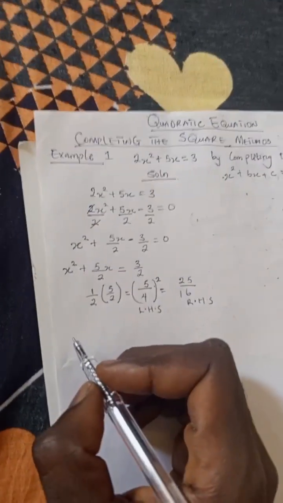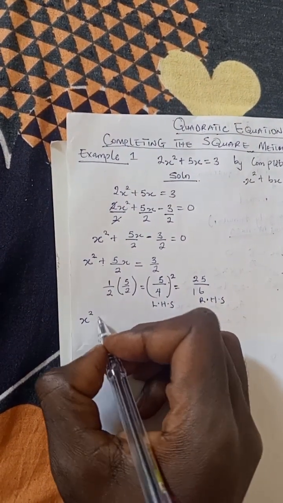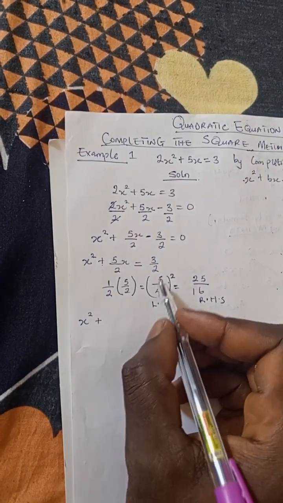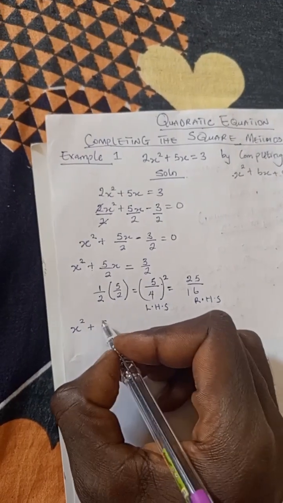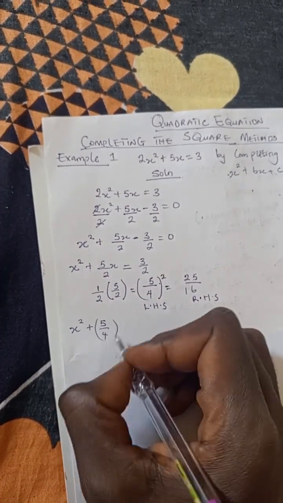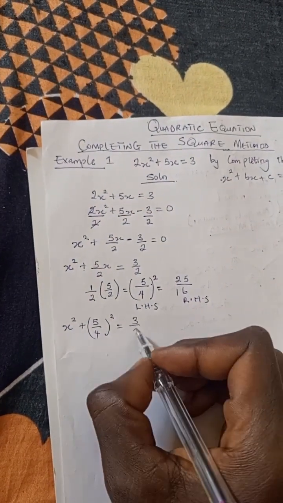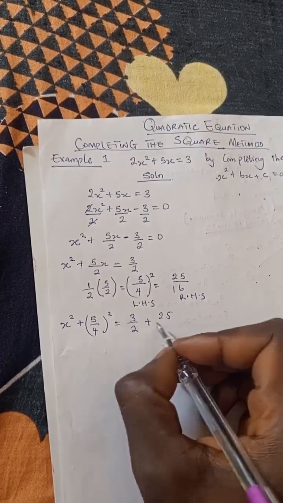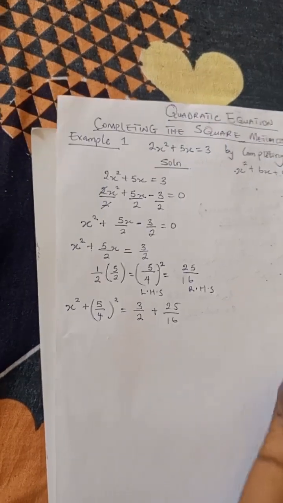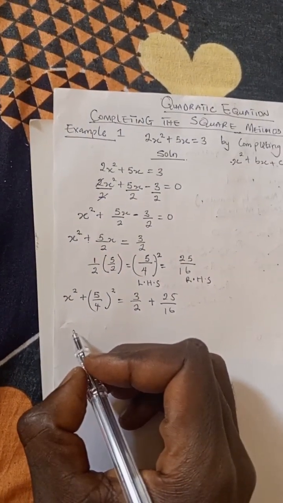Now we have it as what? x squared plus, you substitute the whole of this, 5 all over 4 all squared, is equal to 3 all over 2 plus 25 all over 16. So now you can join the two. Since both of them have squares, they are almost like a perfect square.